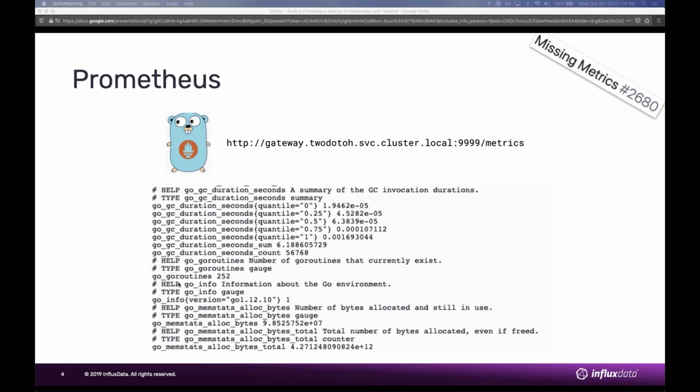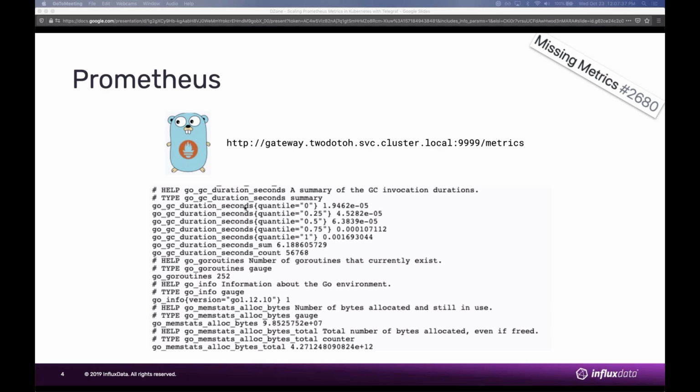The number of Go routines. In Go, a Go routine is kind of like a green thread, in quotes. And so in Gateway, for example, apparently at this point it has 252 Go routines running. And at the time that I took this snapshot of the metrics, we were building on 112.10.